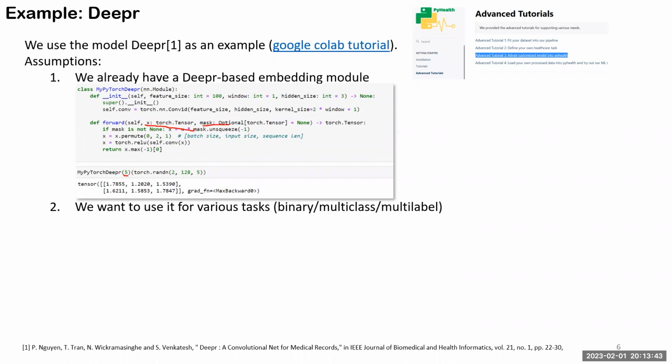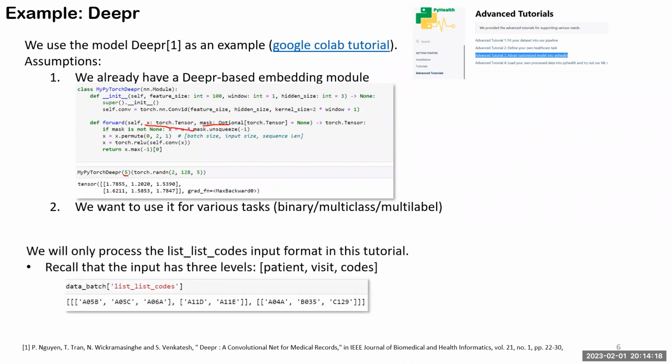The second assumption I'm going to make is, suppose you have this Deepr, you want to build a PyHealth wrapper around it. You probably want to use such a model for more than just one task. For example, you might be interested in using it in a binary classification task, multi-class classification task, multi-label classification, or regression task. So here I'm using this Deepr mostly as an encoder for the input.